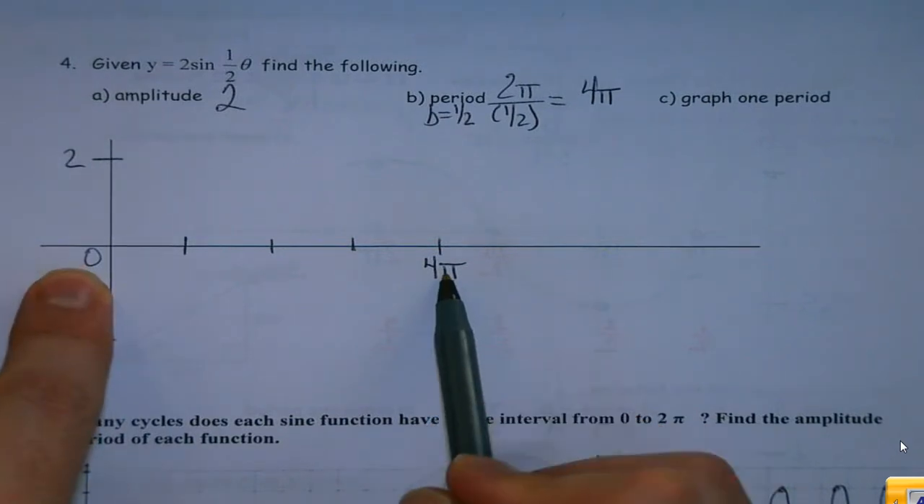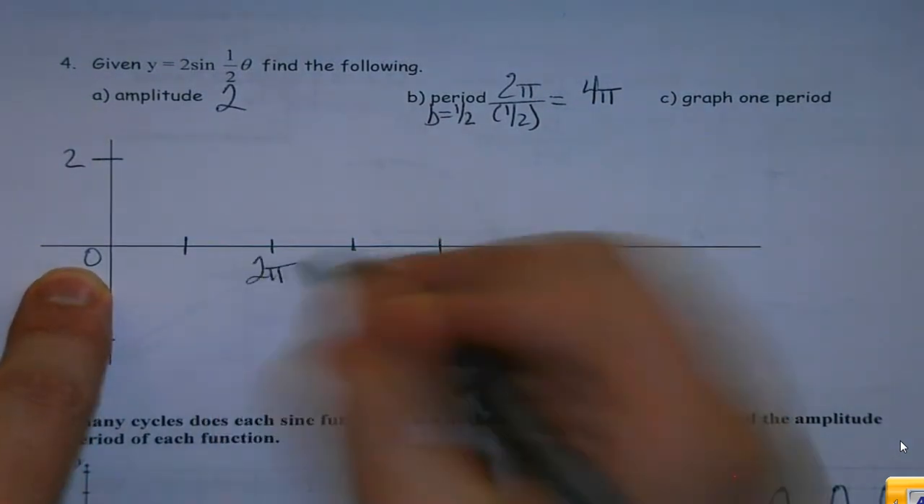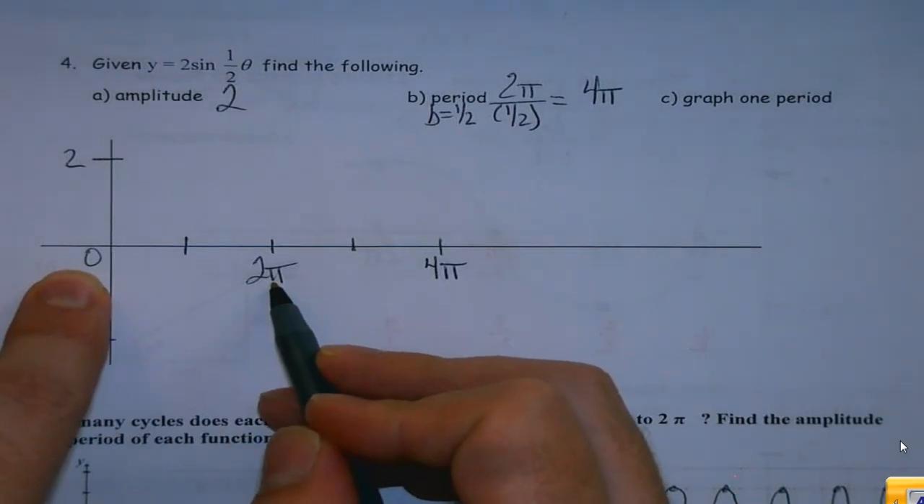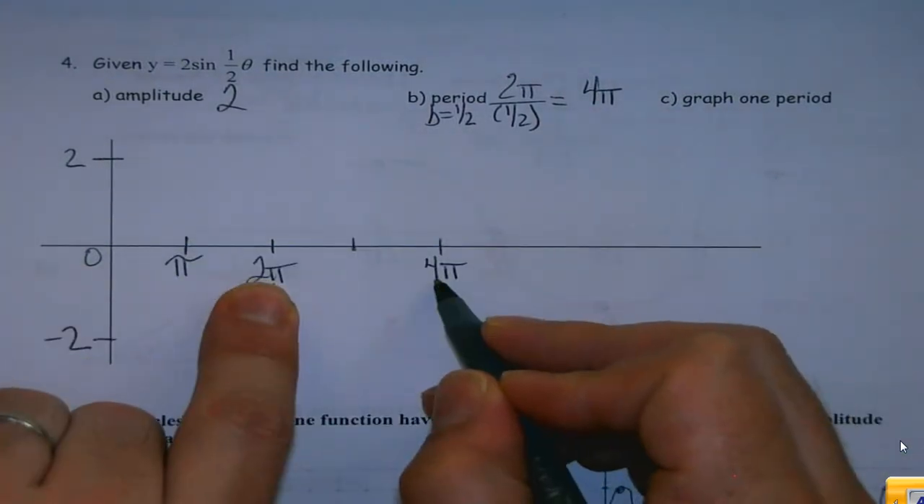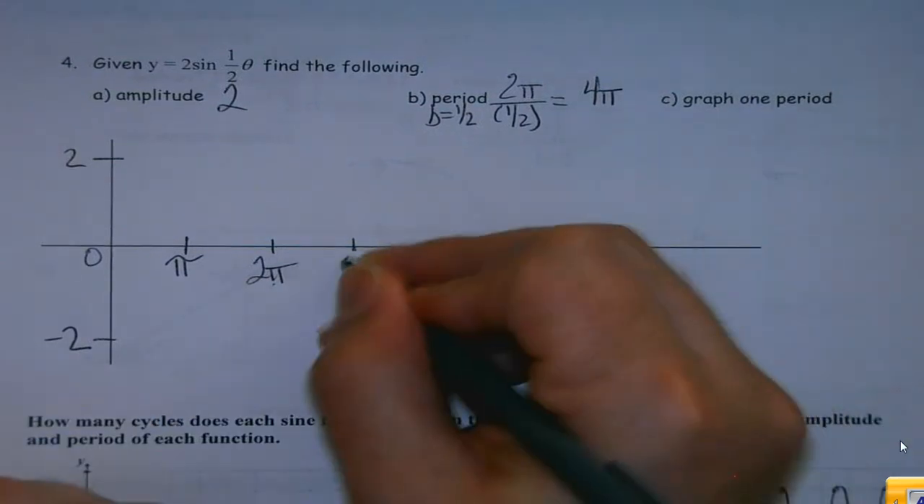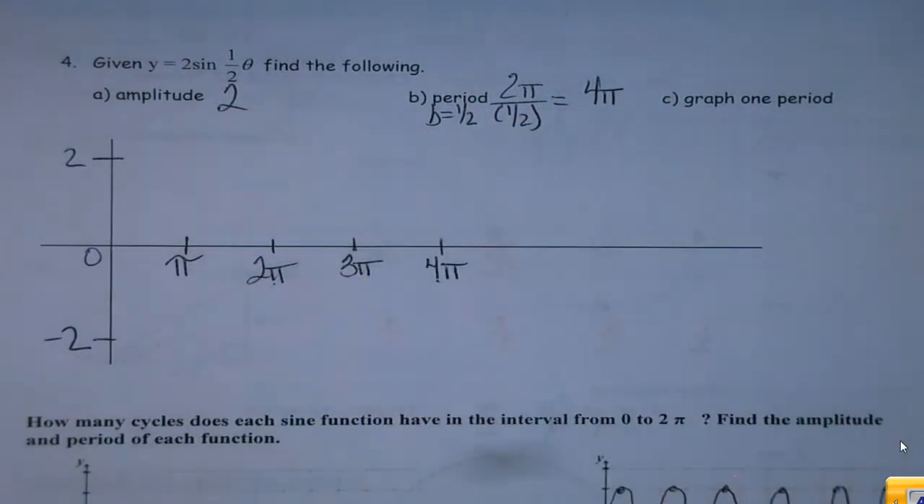What's in the middle of 0 and 4? 2. What's the middle of 0 and 2? 1. And between 2 and 4? 3. So I get those guys in there.